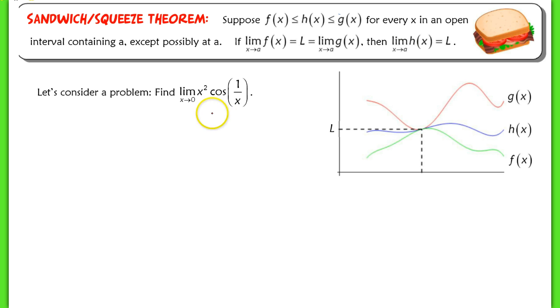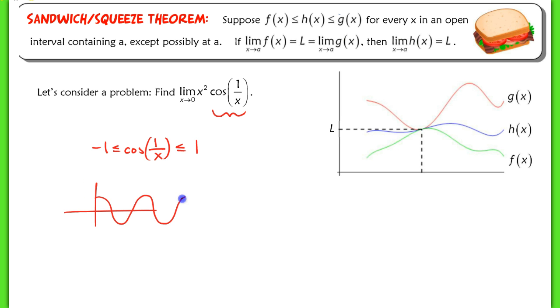Now, let's look at this function, the cosine of 1 over x. I know that the cosine of 1 over x will always be contained between -1 and 1. So if you're not sure why I was able to set up this inequality, think about how you graph a cosine function. Remember, that cosine function will always oscillate between values of -1 and 1. So these outputs for your cosine function, no matter what you plug in, will always be between -1 and 1.